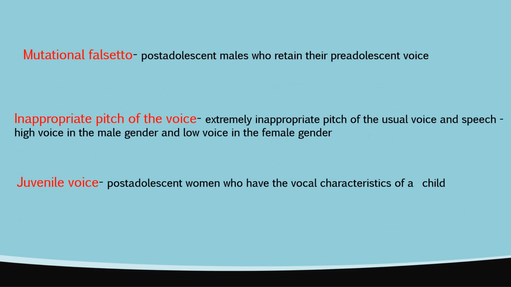Mutational falsetto is when post-adolescent males retain their pre-adolescent voice, with inappropriate pitch of the voice, extremely inappropriate pitch of the usual voice and speech, a high voice in the male gender and a low voice in the female gender. Juvenile voice is when post-adolescent women have the vocal characteristics of a child.